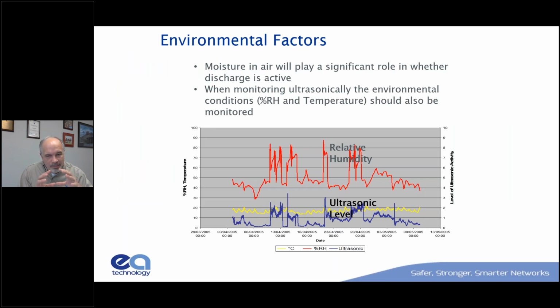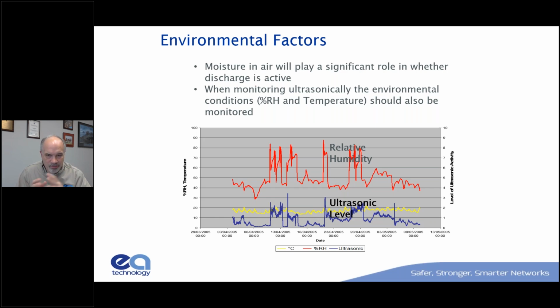So I said in the last slide that ultrasonic is affected by humidity. And here's an example, and it's actually a tool we're going to use. If I know that when the humidity goes up, the ultrasonic level goes up, and when the humidity goes down, the ultrasonic level goes down, I can use that because there aren't a lot of other things that change the ultrasonic activity. So if you look, the red line is the relative humidity, and the blue line is the ultrasonic level. You can see whenever the ultrasonic is higher, it's related to when the humidity was higher.